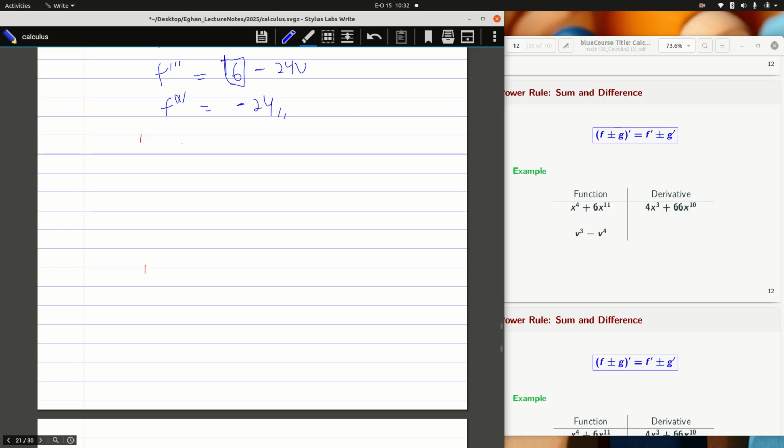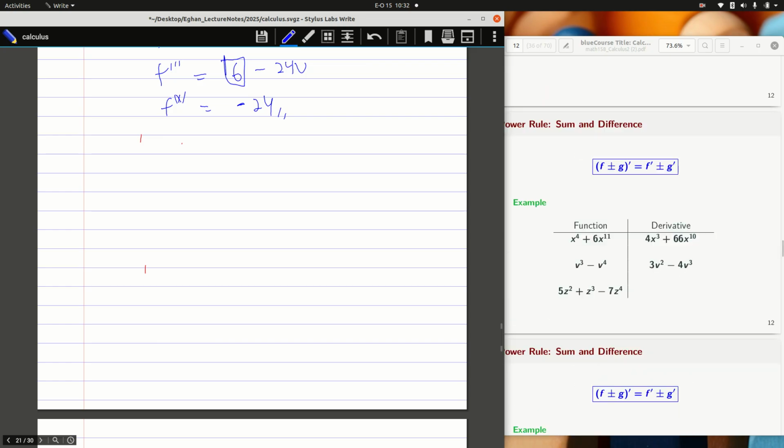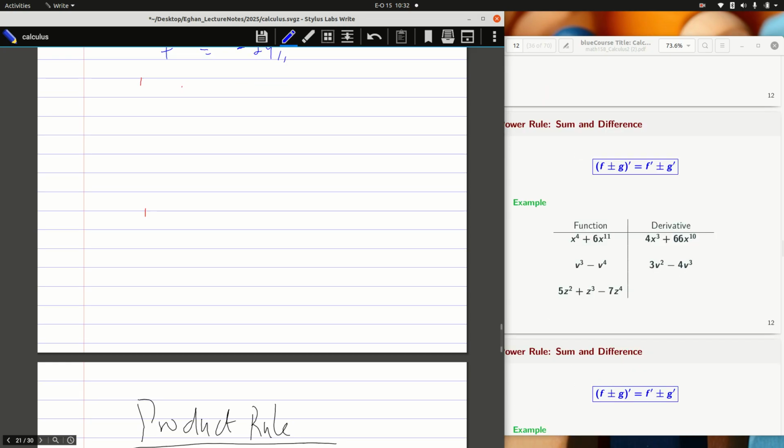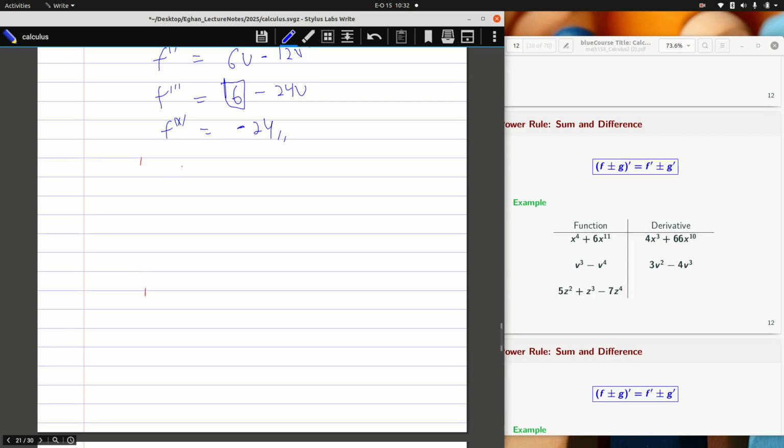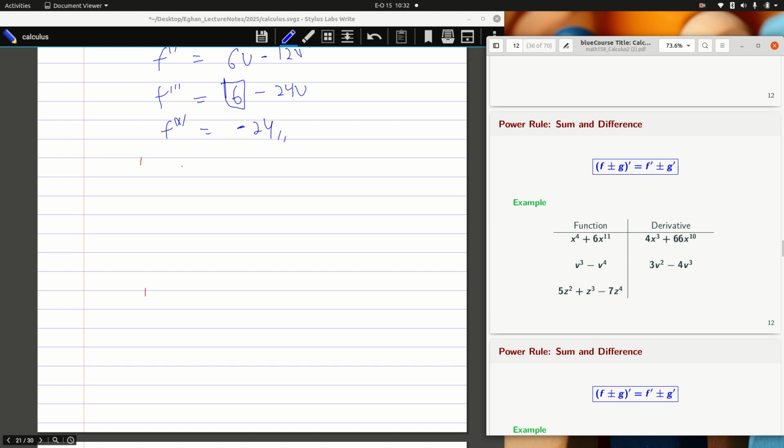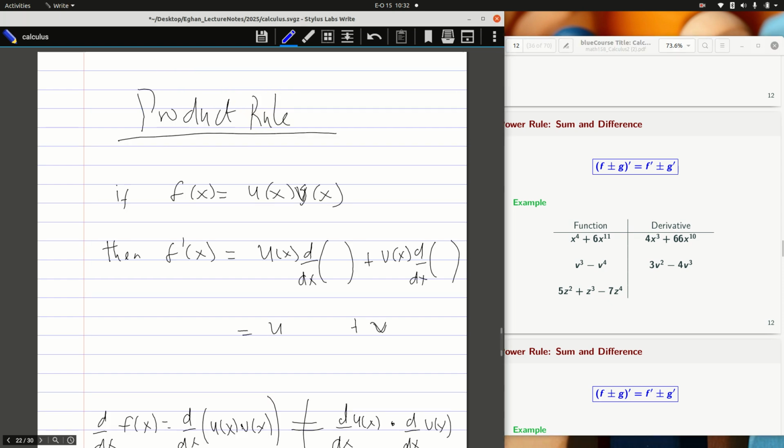So the last example, I'll leave it for you to try your hands on, and then you should just comment in the section what your first derivative, your second derivative, and then your third derivative are. Okay, and you'll be good. So let's move to the last rule, the product rule.